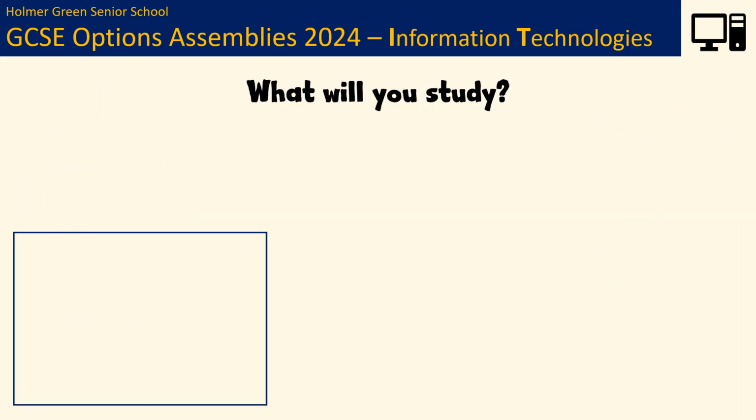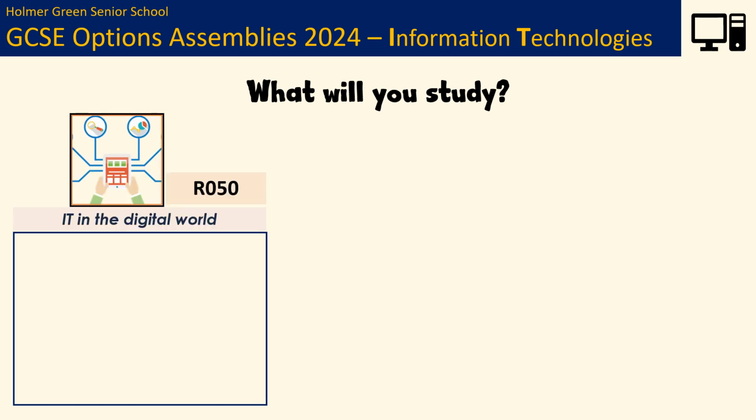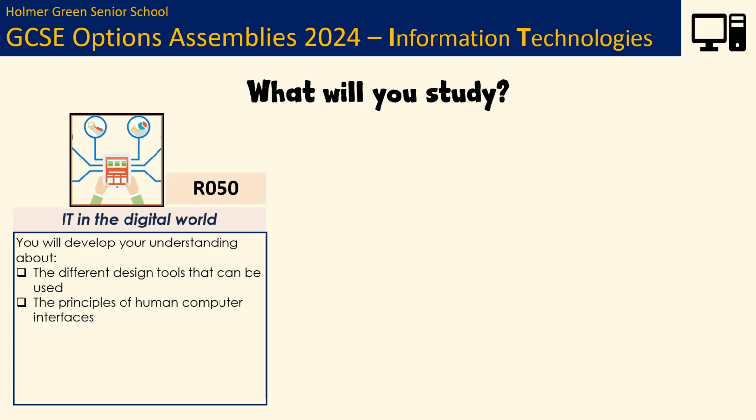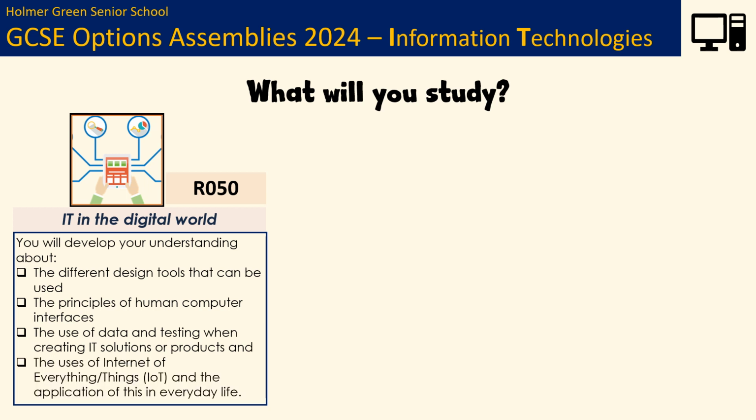So you'll study 3 units in year 10 and 11. The first unit, RO50, is theory-based and is examined externally. In this unit, you will develop your fundamental skills that will help you to be successful in your other 2 units. You will study topics like the different design tools that can be used, the principles of human-computer interfaces, the use of data and testing when creating IT solutions or products, and the uses of the Internet of Everything or the Internet of Things, and the applications of this in everyday life.